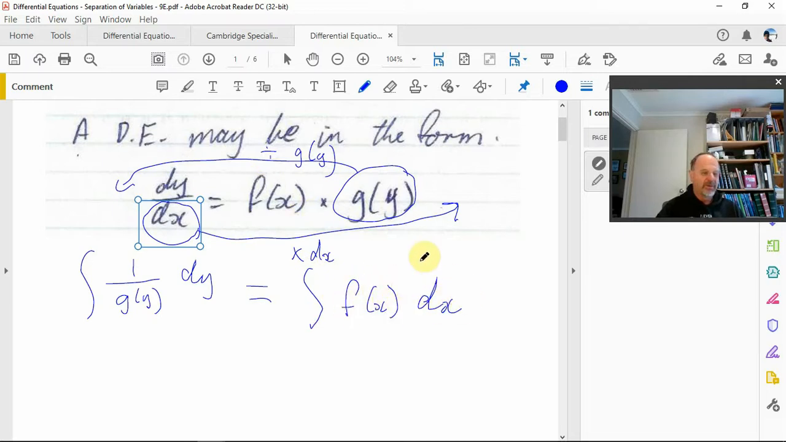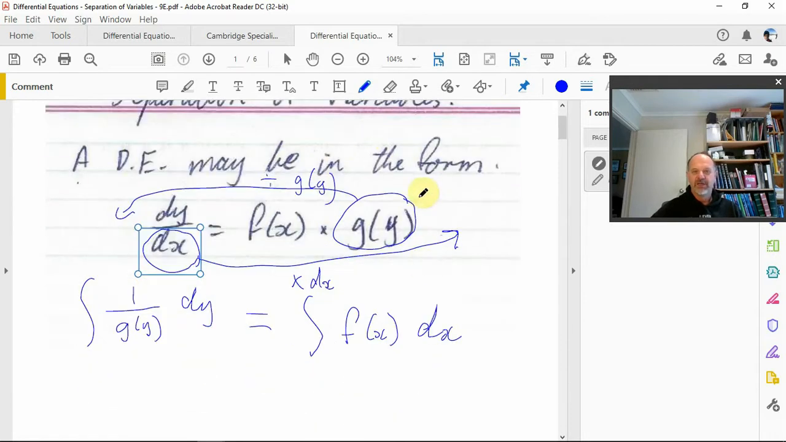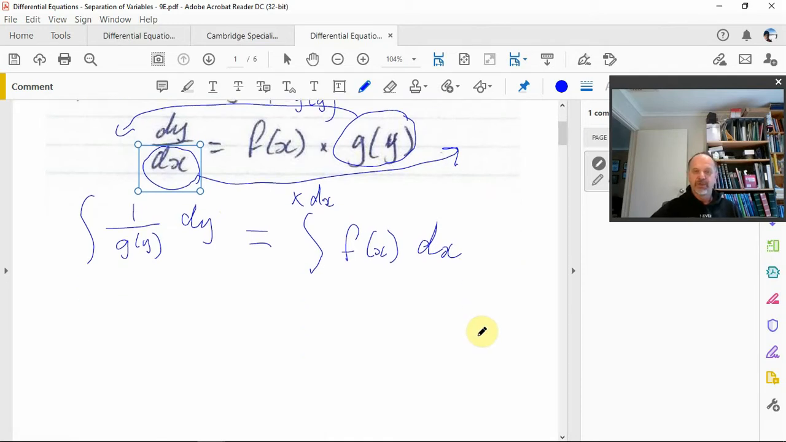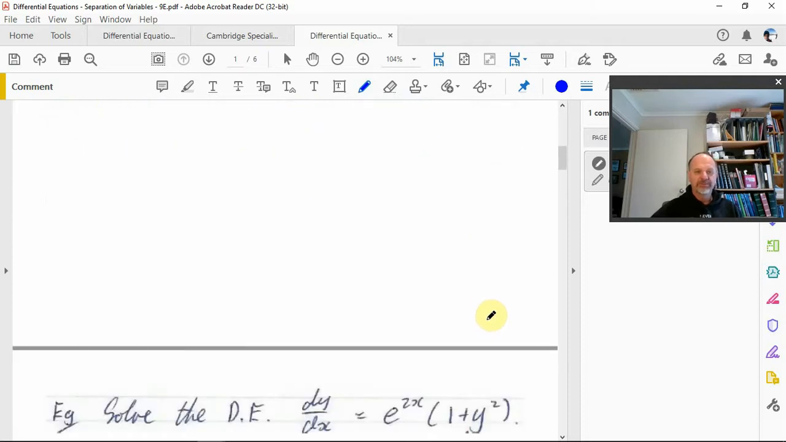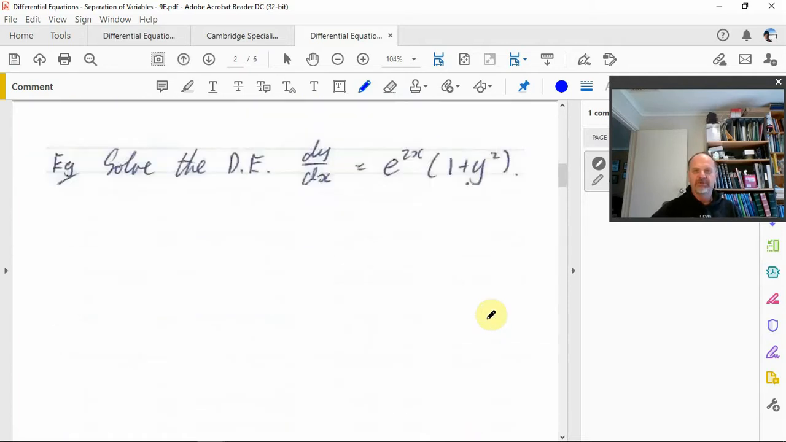All right, so that's what we would say is separation of variables. Here we've got our variables x's and y's mixed, and then we separate and put them on separate sides. So of course now if we've got a function in terms of y, we can anti-differentiate with respect to y, and on the right here I've got my function in terms of x, which I can anti-differentiate with respect to x. Alright, so let's have a look at an example first.